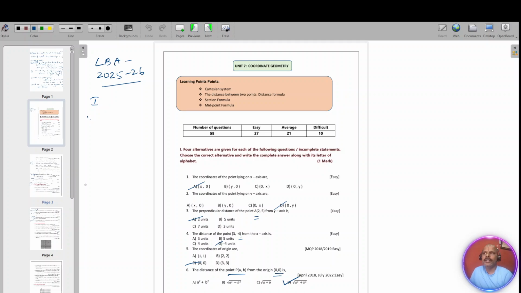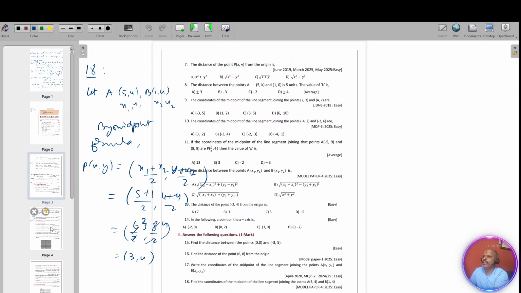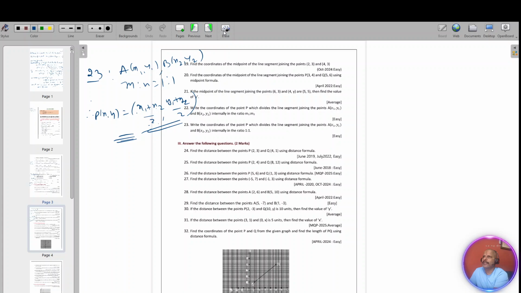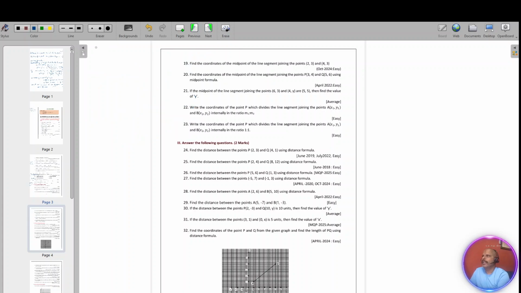Hello students, in this class we are going to solve the 2 marks questions of the coordinate geometry chapter, lesson based assessment 2. We have seen 1 mark MCQ and 1 mark subjective questions in the previous classes, so we will see the 2 marks questions in this class. Third main.